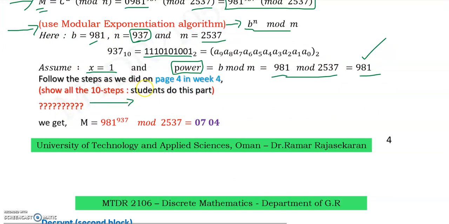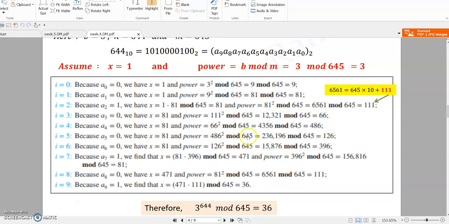So first, what is A0? A0 is equal to 1. If A0 is equal to 1, what do you have to do? You have to find the new x. You have to follow the algorithm. What is in the algorithm? You see here.